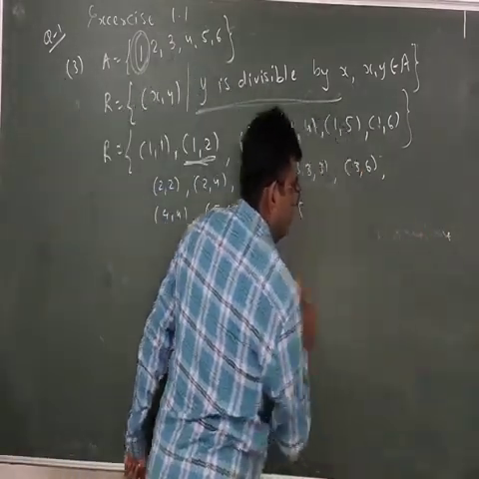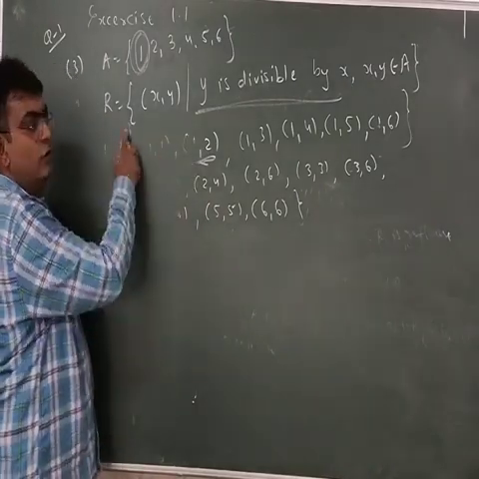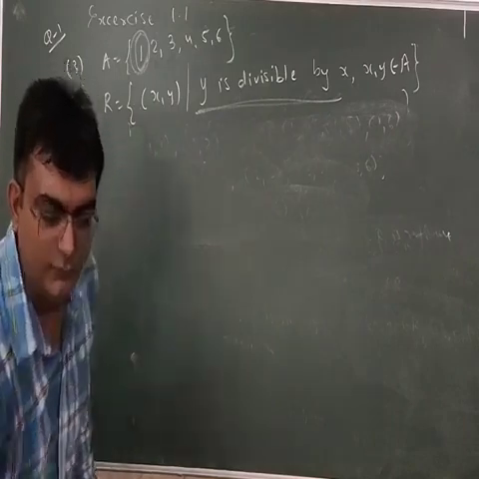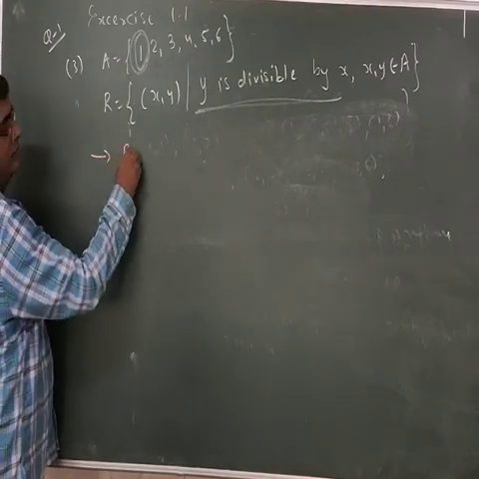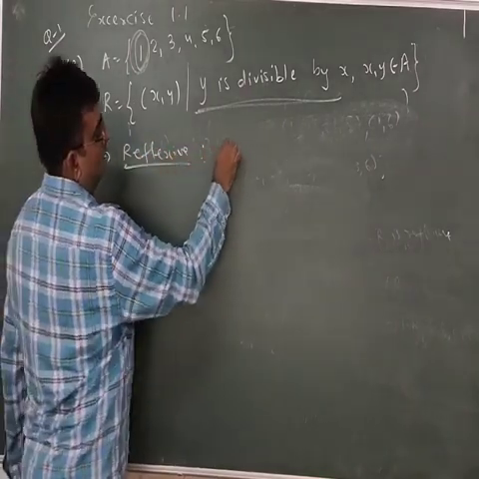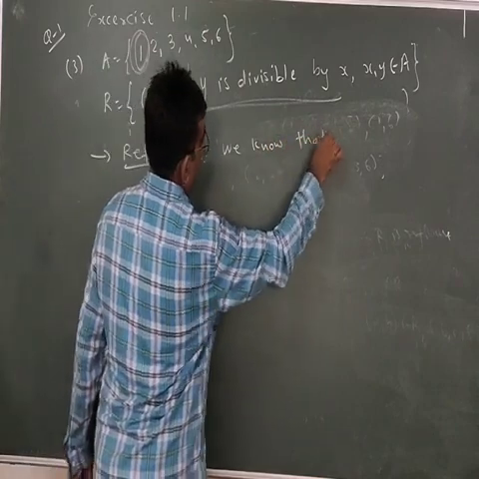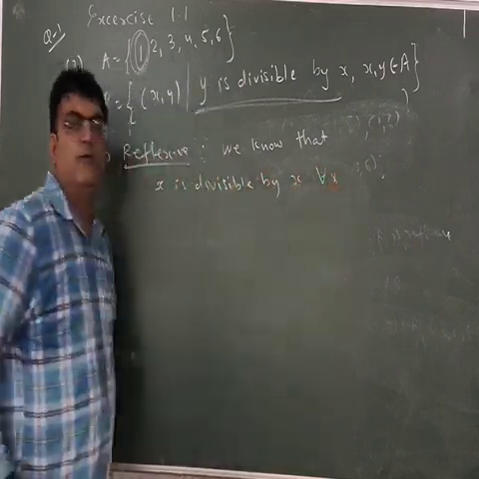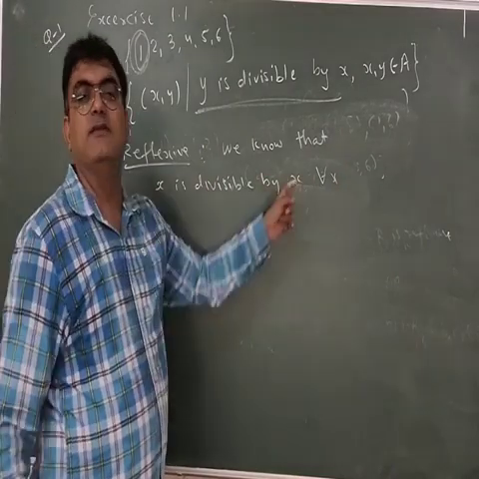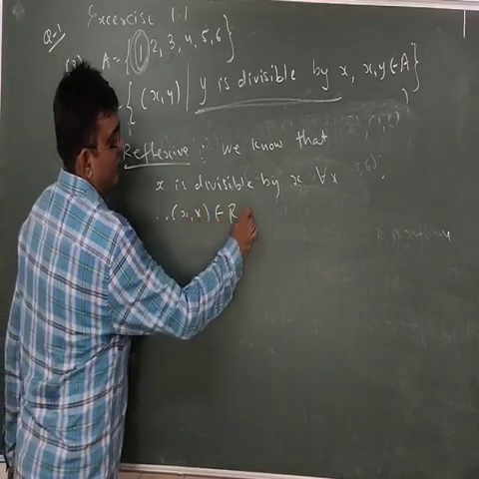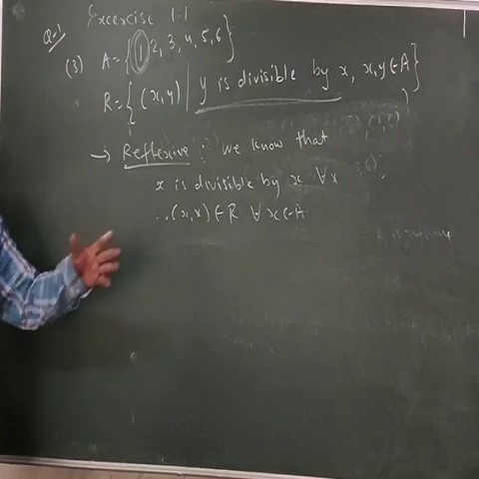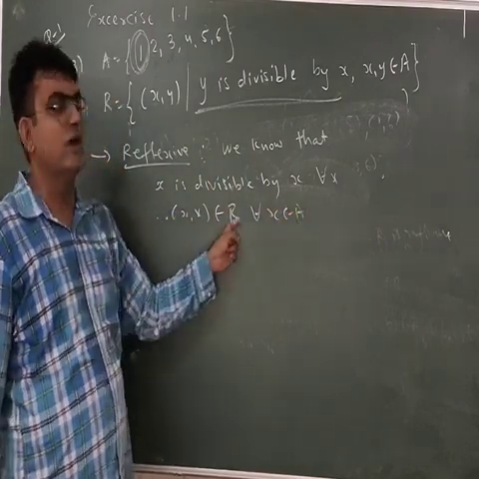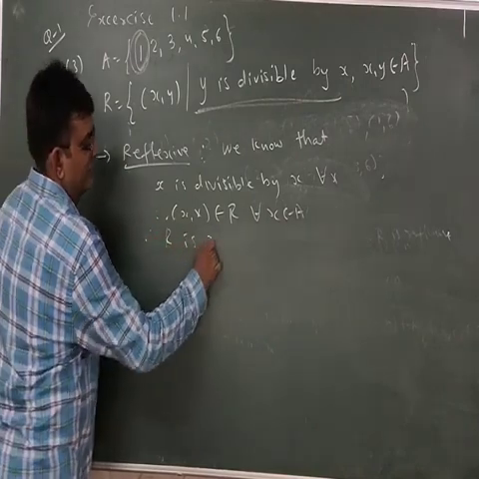The same example can be done using the property method, in which you don't have to list the elements. No need to list if you are using the property method. In the last session I also gave one example of the property method. Today we are doing the same thing. We know that x is divisible by x for all x. For any natural number, x is divisible by itself. Therefore, (x, x) belongs to R for all x belongs to A. This is called the property method. Without listing the elements, since x is divisible by x, (x, x) belongs to R for all x belongs to A. So automatically R is reflexive.